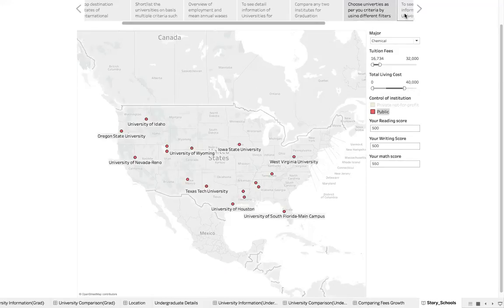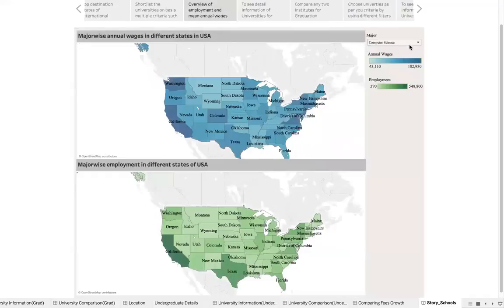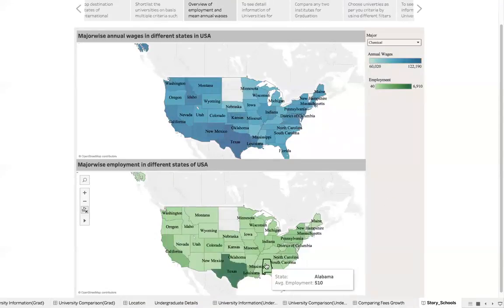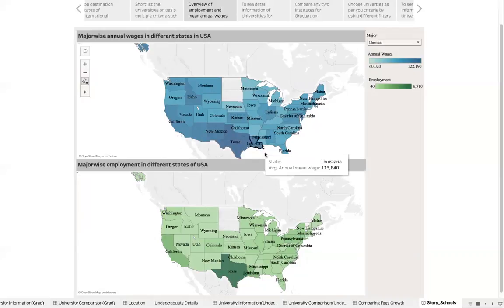Now let's say that since all the universities vary and are in different locations, and Bob wants to look at which location is better for chemical engineering, then Bob can just go over the location dashboard, and he can just look over chemical majors. Okay, so here you can see that Texas is the state with the most employment opportunities in chemical engineering and with higher annual wages as compared to all the other states, followed by California and Louisiana.